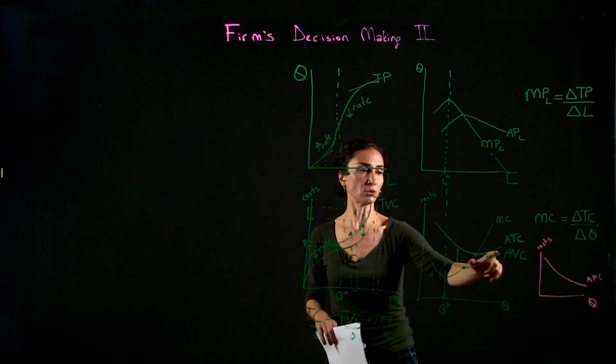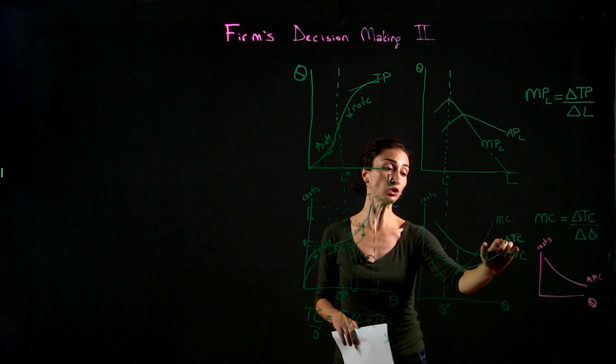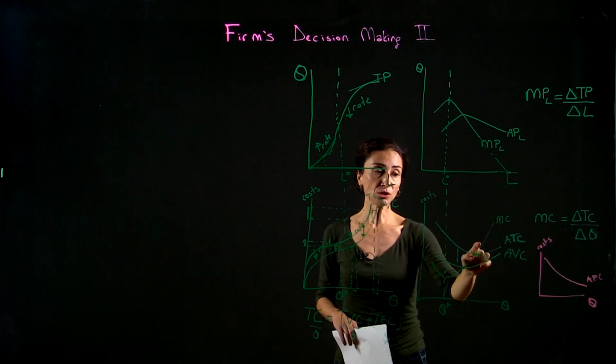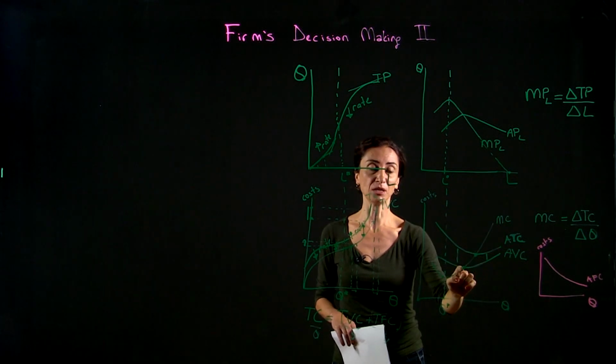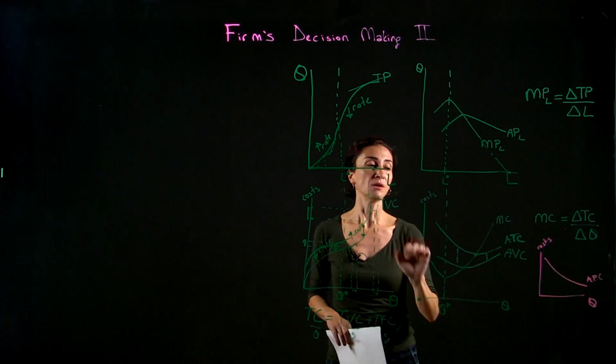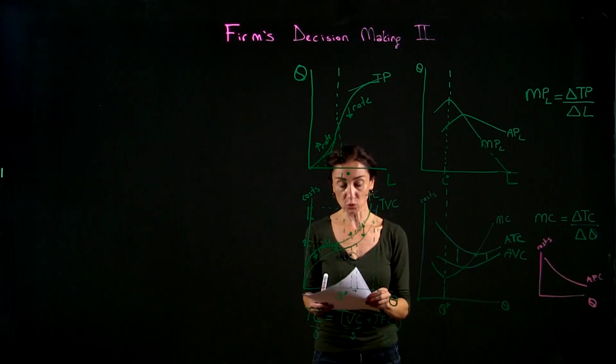So the average variable cost curve and average total cost curve are U-shaped. Marginal cost intersects both at their minimum. Okay. One more thing, a definition that we will use later.